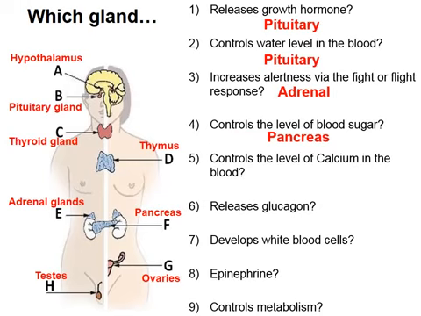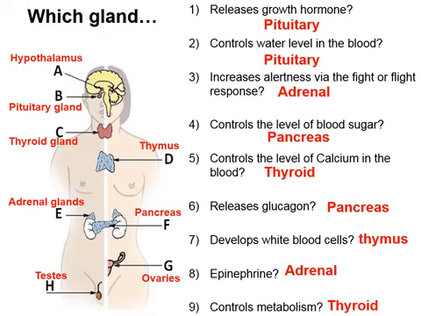Which one controls the level of calcium in the blood? That would be the thyroid gland. Which one releases glucagon? That would be the pancreas again. Which one helps to develop white blood cells? Well, that would be the thymus. Which one releases the hormone called epinephrine? That would be the adrenal glands. Epinephrine is also called adrenaline. And which one helps to control our metabolism? That would be the thyroid gland.